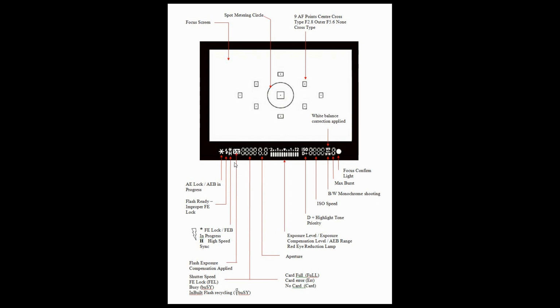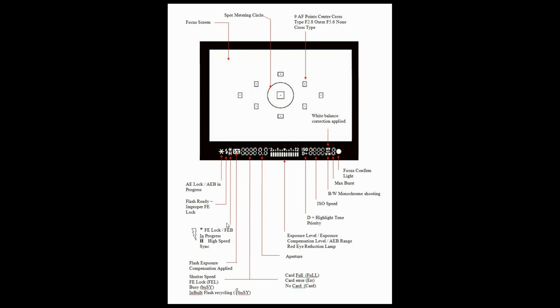Okay, next we have flash exposure compensation applied. So if we look at this little symbol here, you've got the little lightning bolt. I know my lightning bolts here look a little bit different. That's about the best I could do. And a plus and a minus, and that tells you that you currently have some amount of flash exposure compensation dialed in. It doesn't tell you the exact amount. You would have to look at the back screen to see that, and it will tell you whether you're minus flash exposure or plus even.